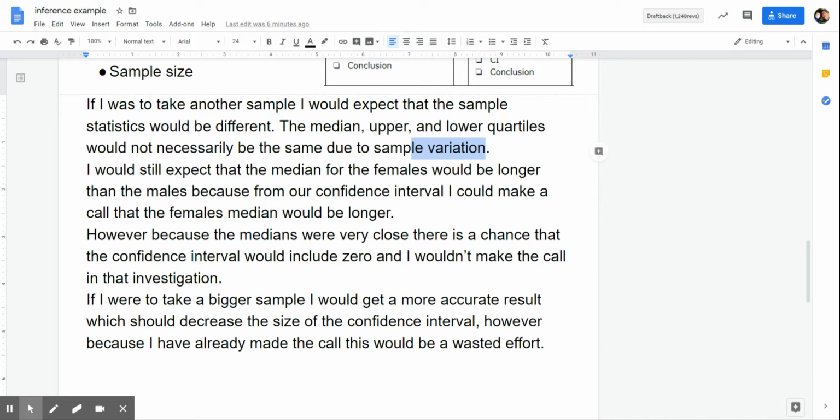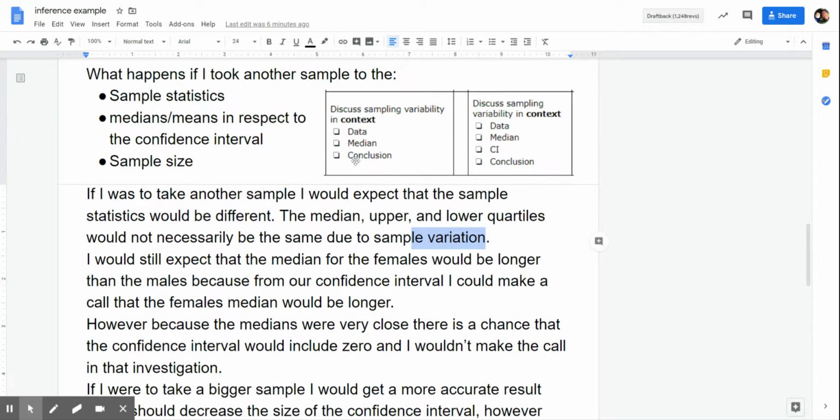However, due to the medians were so close together, because these ones were very close together, you only had between 0.5 and 3. There is a chance that the confidence interval would include 0, and I would not be able to make the call. So there's a difference between the median and the conclusion.